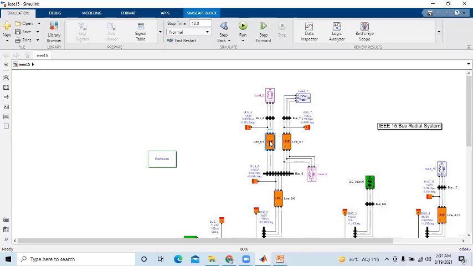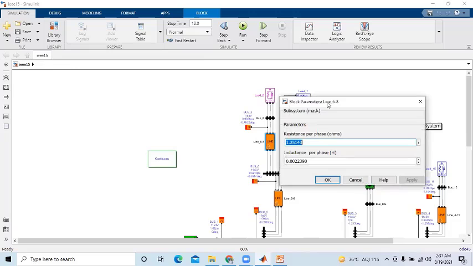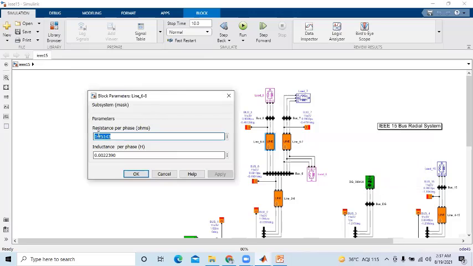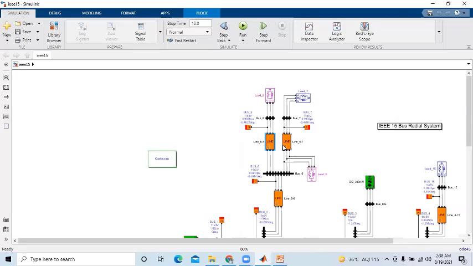The transmission lines are defined by the resistance per phase of 1.25143 ohms and the inductance per phase of 0.00222390. This is the line section 6-8 between bus number 6 and bus number 8. A similar section has been connected in parallel for the line 6-7, which has been connected between bus number 6 and bus number 7.